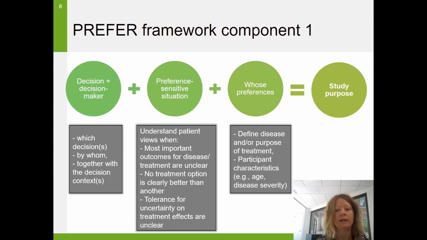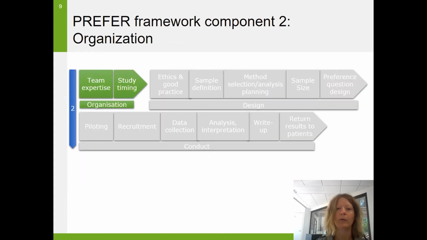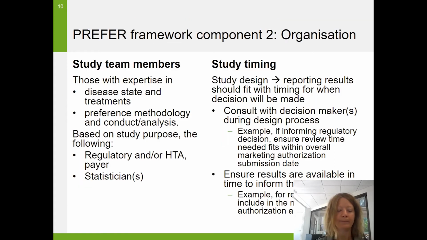Tolerance for uncertainty on treatment effects can also be unclear, and this can be another preference-sensitive situation. So finally, wrapping up study purpose, it's very important to clearly define whose preferences you are collecting. So that includes the disease and/or why the treatment is going to be given, and then of course the various characteristics.